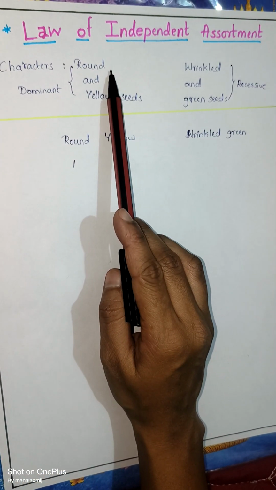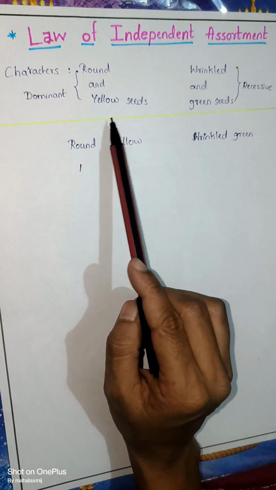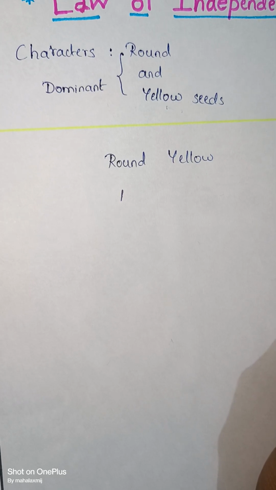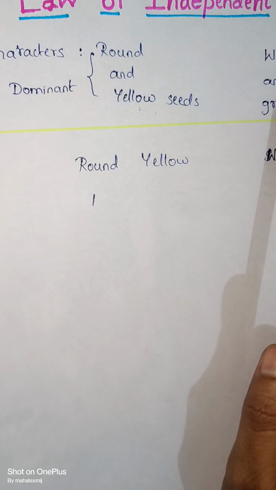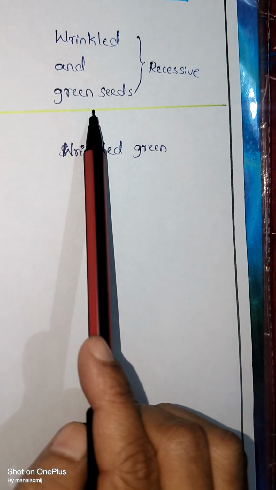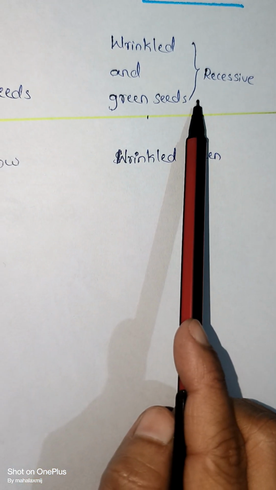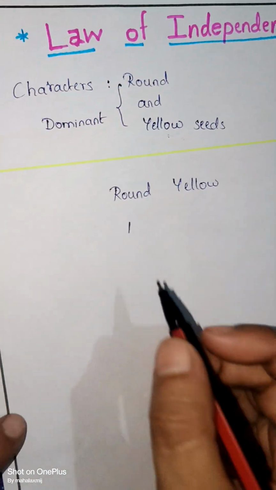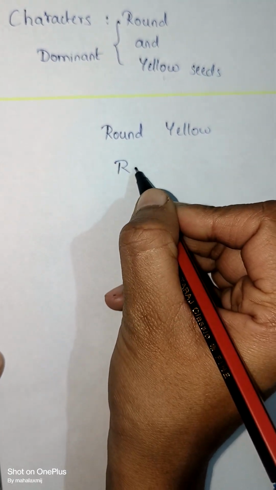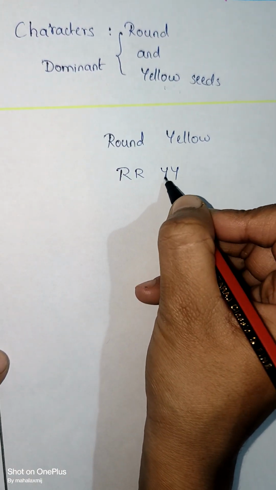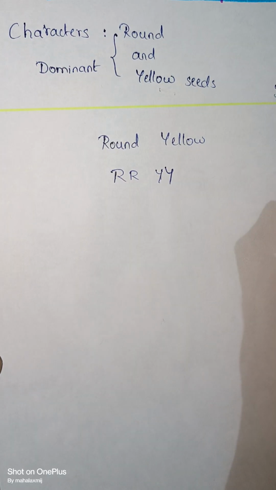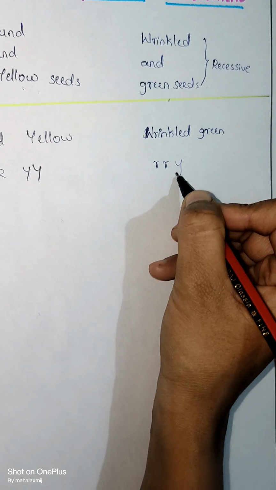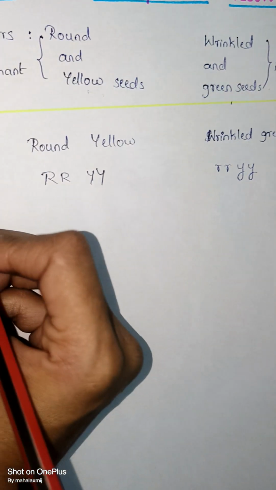One is the shape of the seed, that is round shape, and the second one is color of the seed, that is yellow. And the second character, the recessive character, we are taking as wrinkled seeds and green colored seeds. So this is our recessive character, and the dominant character is round and yellow seeds. Now for round and yellow we are representing it as capital R, capital R, capital Y, capital Y, because these are dominant. For wrinkled green, which are recessive characters, we are representing it as small r, small r, small y, small y.